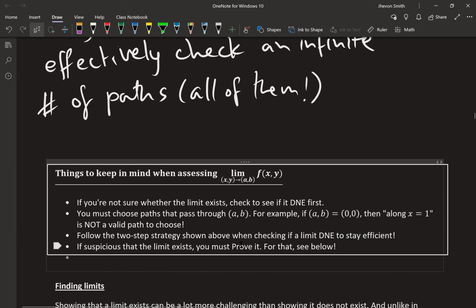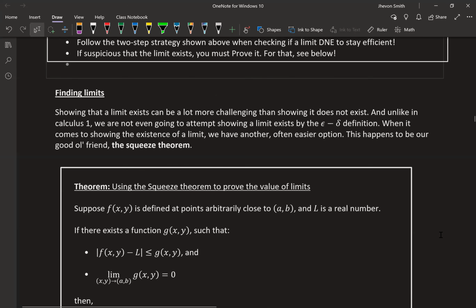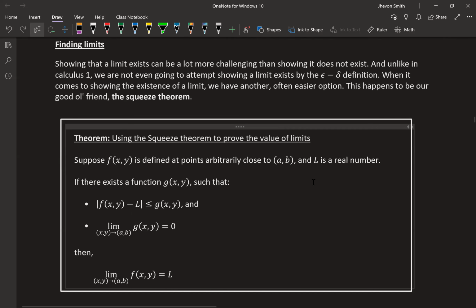If suspicious the limit exists, you must prove it. And for that, you can see below. Let's talk about finding limits. Showing a limit exists is more challenging than showing it does not exist. But we're not going to use the epsilon delta definition because in the higher dimensions, that's really annoying. We're going to use something called the squeeze theorem. And it's your same old friend, the squeeze theorem from single variable calculus, but we're going to apply it in another theorem to show that when a limit exists.